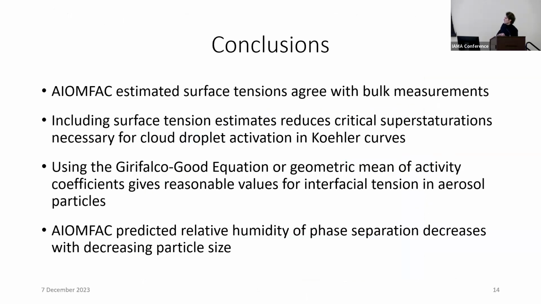So in conclusion, the estimated surface tensions that we get from our Butler equation-based approach with IAMFAC generally tend to match bulk measurements really well. Including surface tension estimates and bulk surface partitioning reduces critical supersaturations necessary for cloud droplet activation in Kohler curves. Using the Joe-Falco-Gould equation or the geometric mean of activity coefficients gives the most reasonable values for interfacial tension in aerosol particles. And then IAMFAC predicted relative humidity of phase separation decreases with decreasing particle size.